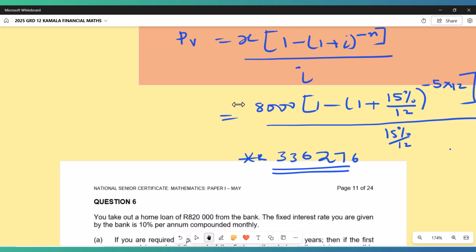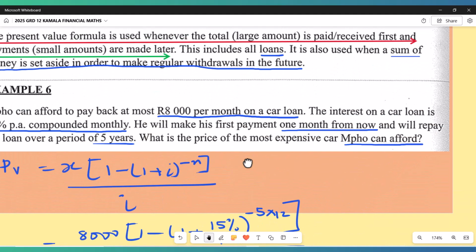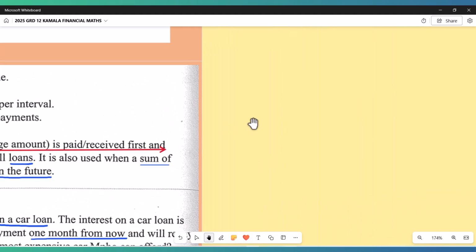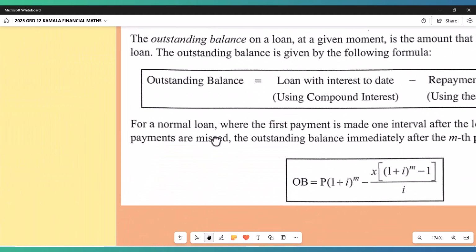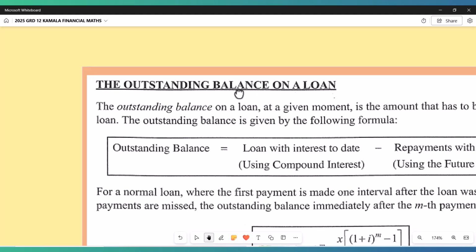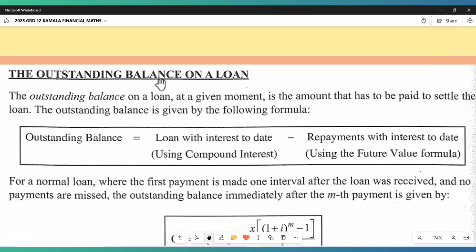That's our answer here. Now today, after knowing how to use this future value formula, we want to talk about something very important, which is very common in your tests. That's called the outstanding balance on the loan. Now, the outstanding means that you have not yet paid that balance. But you have paid some part of the loan, you just didn't pay the balance, not yet.